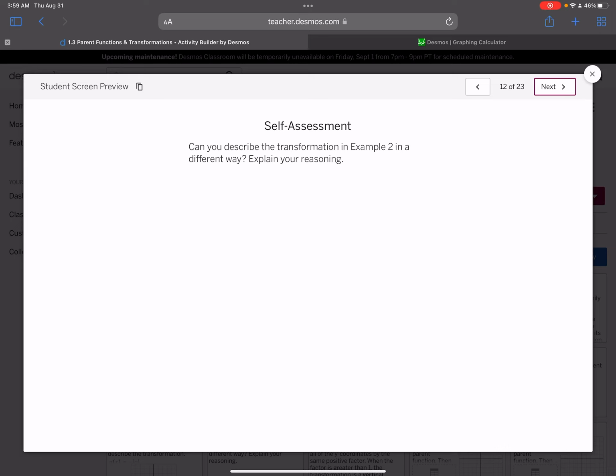Okay, can you describe the transformation in example 2 in a different way? I gave you both ways. So you can say it shifted up or it shifted right, I think is what we said, or down and right. Can't remember. Because either way, I was taking my origin point and just seeing where it moved.